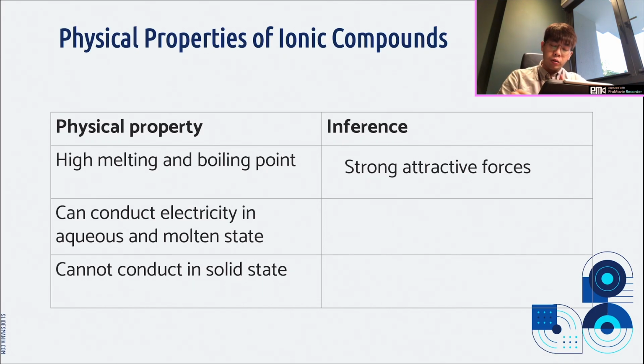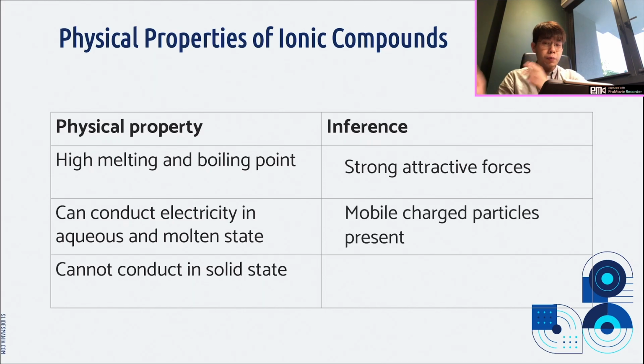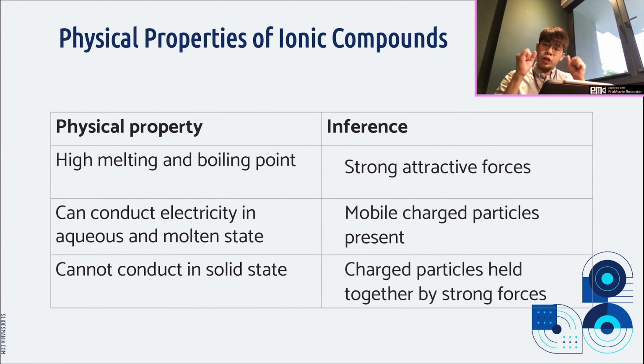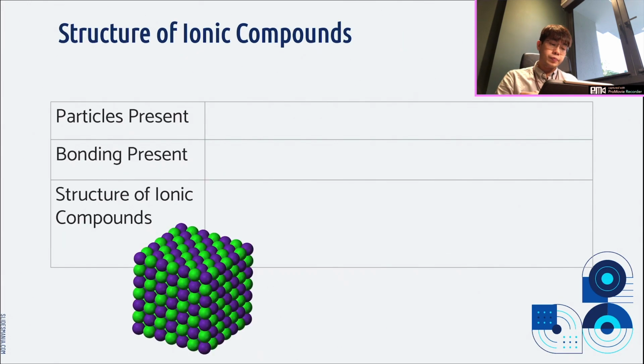And because it can conduct electricity, that means there must be some sort of charged particle present. And in order to conduct electricity, I need this charged particle to be able to move, to be mobile. However, it cannot conduct electricity in solid state, which means that in solid state, this charged particle must be held together by attractive forces. So the inference seems to make sense. And these inferences will inform us about the structure of the ionic compound.